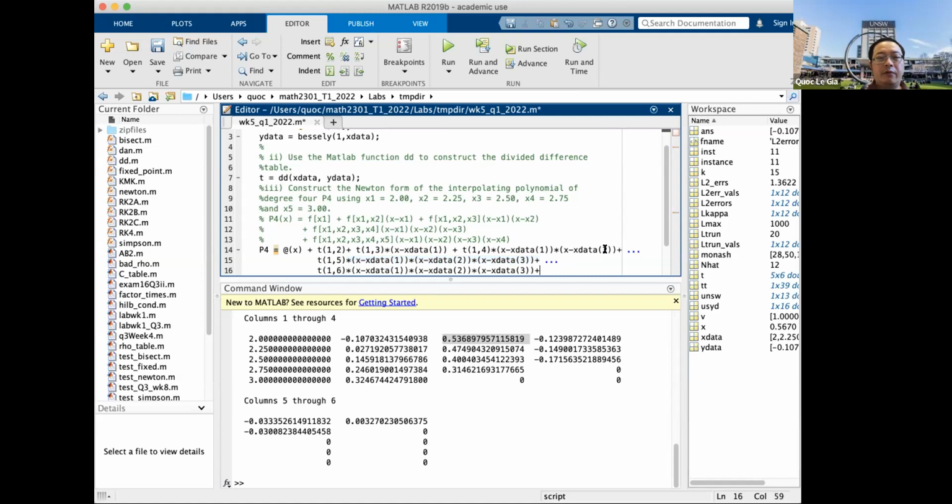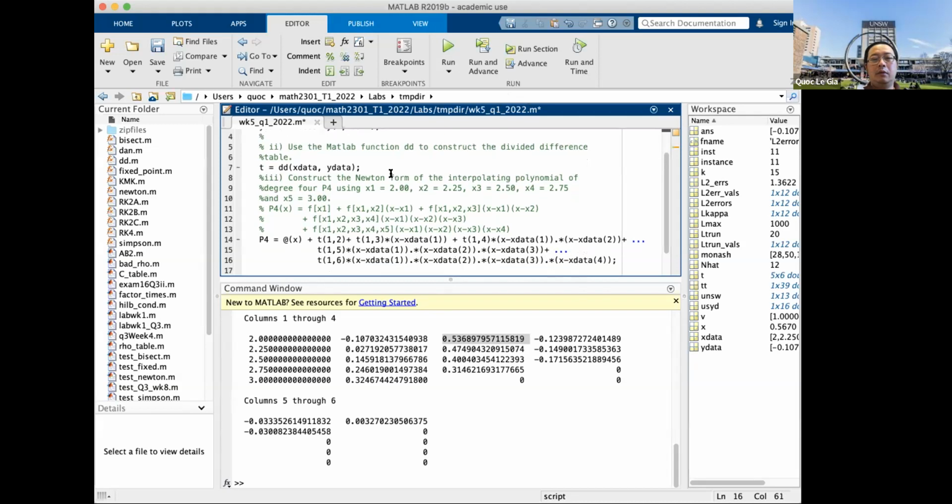So you see, once you have the formula, you convert it into MATLAB easily. But remember that x could be a vector, so x minus xdata(1) could be a vector. If a vector multiplies a vector, you take a dot, because when you make an anonymous function, the input could be a vector. So make a dot here so it can handle vectors. This is how you define it.